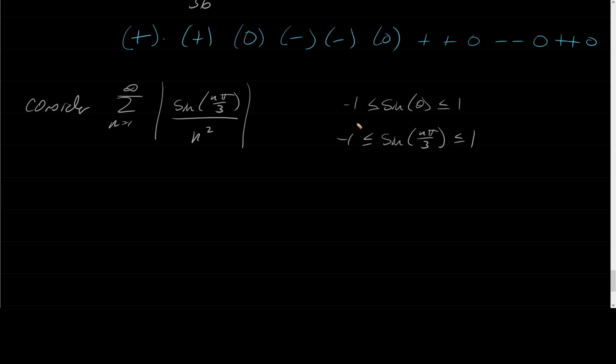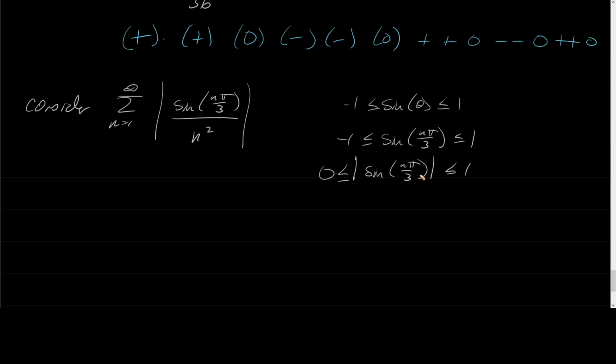Well, actually, before I do that, because I'm working with the absolute value, I'm going to write this as absolute value of sine of n pi over 3 is between 0 and 1. It could be 0, so I'll put it as 0 less than or equal to that. There we go. I said it wrong.